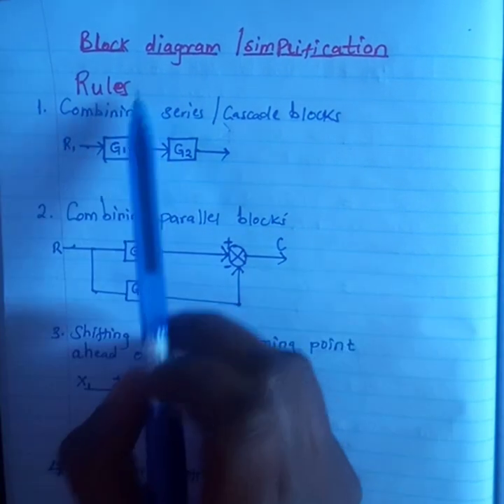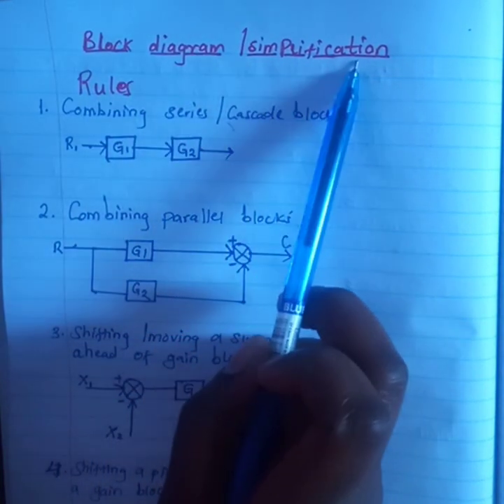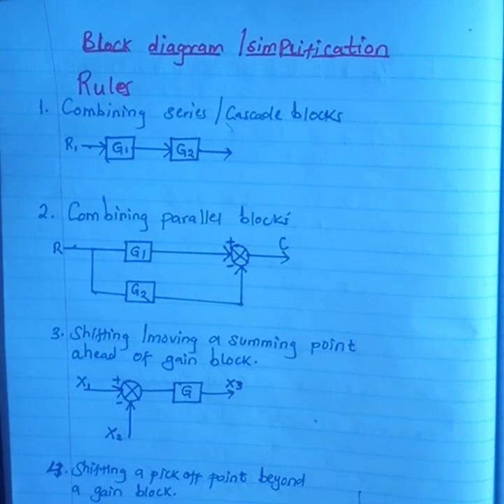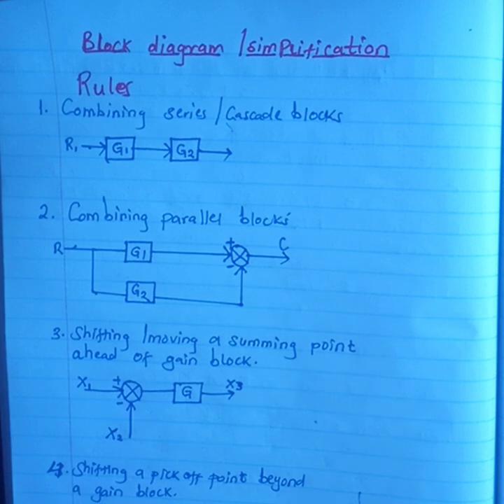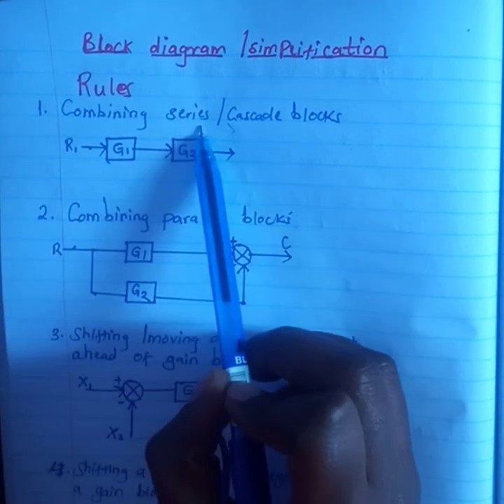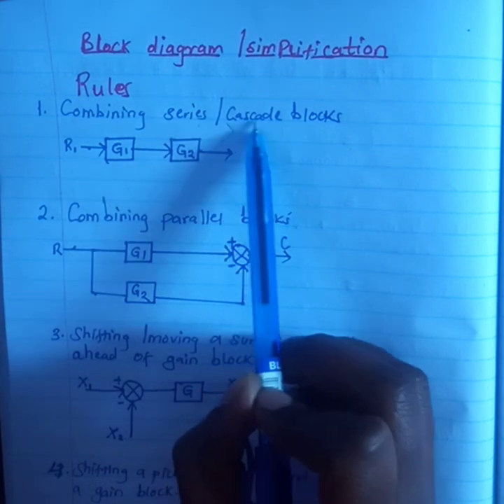Today I want us to look at block diagram simplification or reduction. For us to simplify a block diagram, we have several rules that we should master so that we can reduce or simplify a block diagram. So today I want us to look at these rules, and the first rule is combining series blocks or cascade blocks.